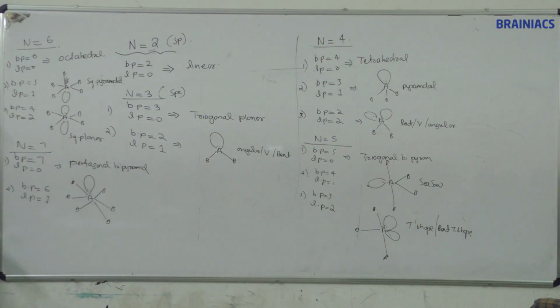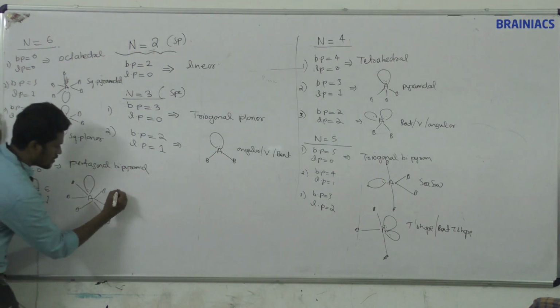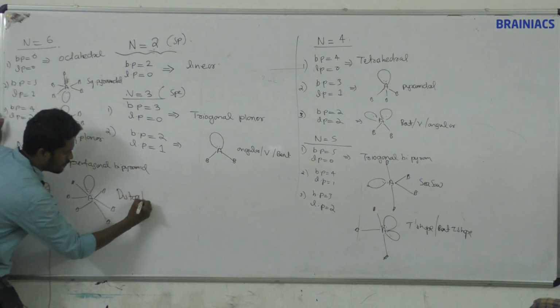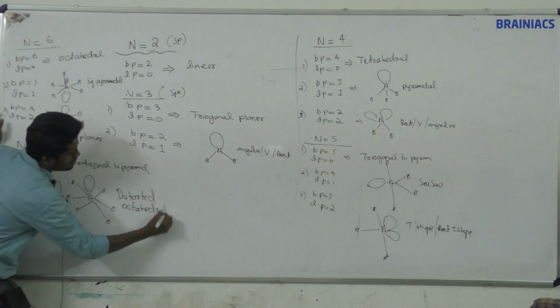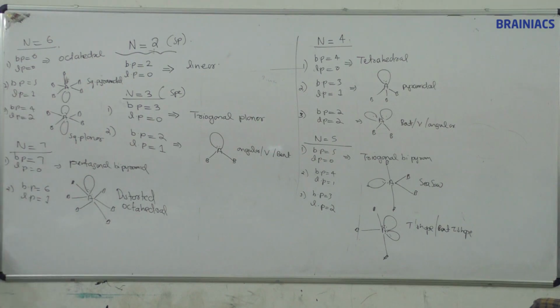Lone pair of electrons. So what is the structure? It is octahedral. A regular octahedral would be symmetric, so it is an irregular octahedral due to the presence of a lone pair of electrons. So the structure is called distorted octahedron. Okay, good. This is the geometry, shape, hybridization, bond pair, lone pair.